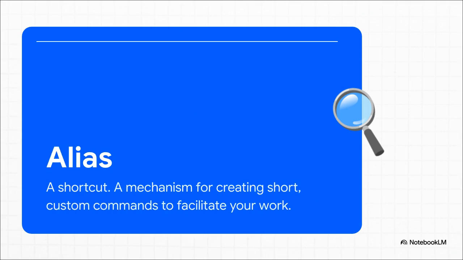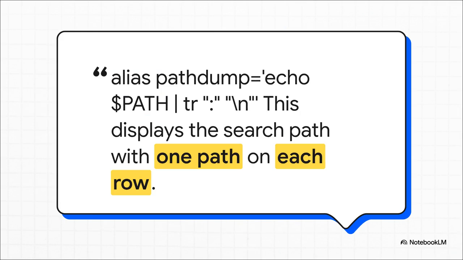And probably the most powerful thing you can put in that file is an alias. An alias is, well, it's just a nickname. You take that super long, annoying command and you give it a short, easy-to-remember name. You're not just saving a few keystrokes, you're literally inventing your own language to talk to your computer. Here is a perfect real-world example. There's this thing called the search path. It's important, but it looks like a jumbled mess of text. But with this one simple line, you create a new command called path dump. And now whenever you type that, you get a perfectly clean, readable list. It's a tiny change that makes your life so much easier.